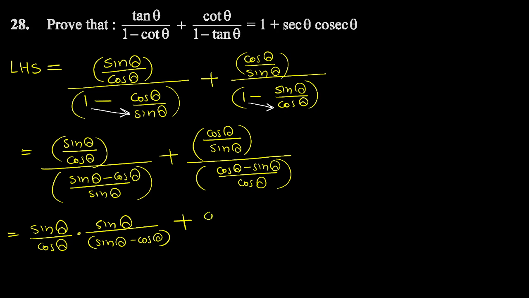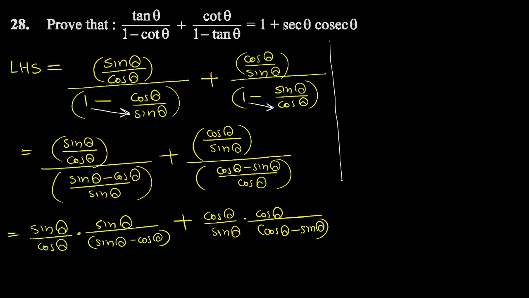Again here also we need to multiply with the reciprocal. The reciprocal of the denominator will be cos theta by cos theta minus sin theta. Please pay attention: cos theta divided by cos theta minus sin theta. Avin, okay, clear? Yes, sir. Clear.